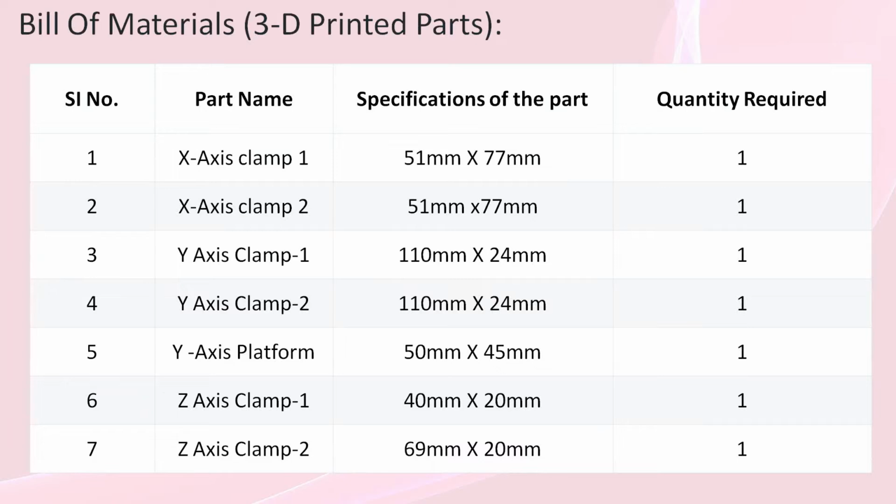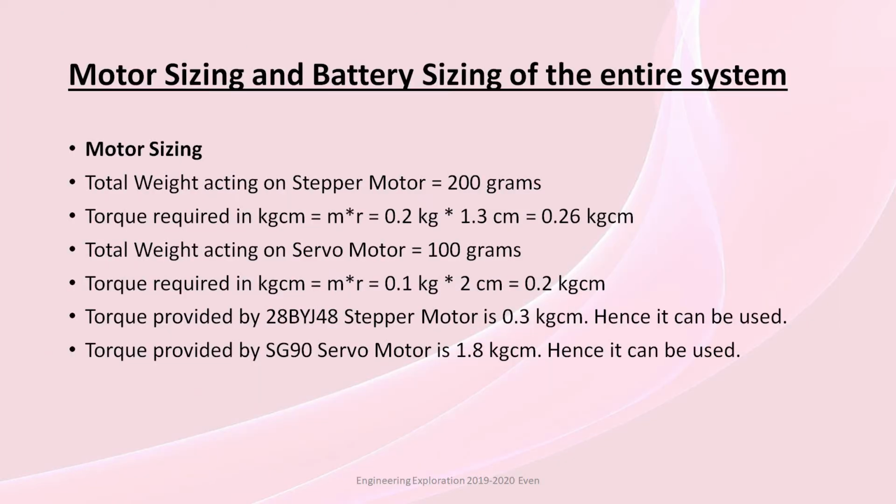3D printed parts consist of two X-axis clamps, two Y-axis clamps, one Y-axis platform and two Z-axis clamps. We thank Makerspace for providing good 3D printed parts for our model. Now we will see motor sizing and battery sizing of the entire system.